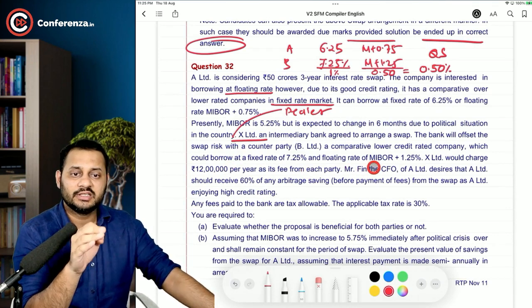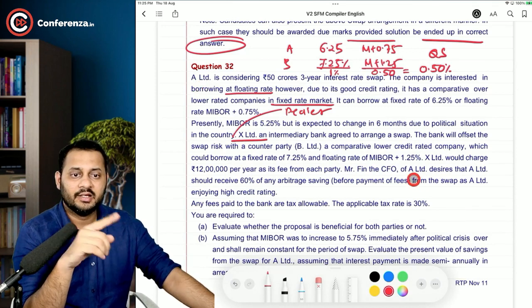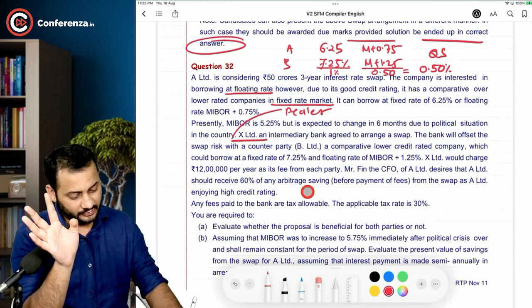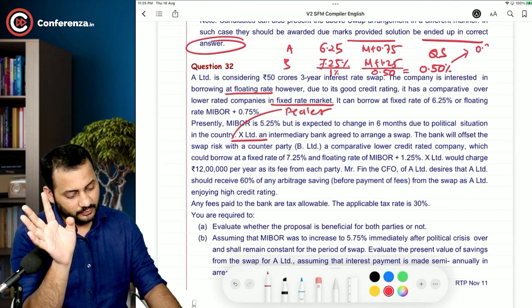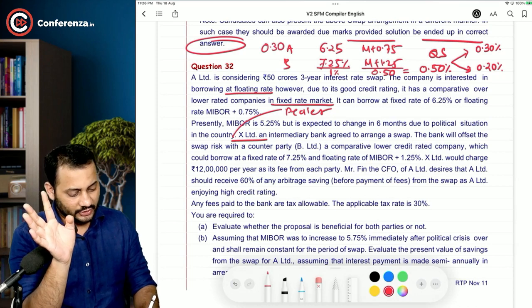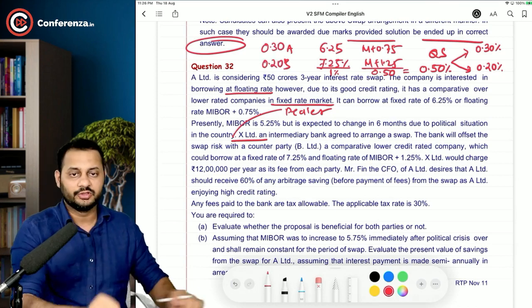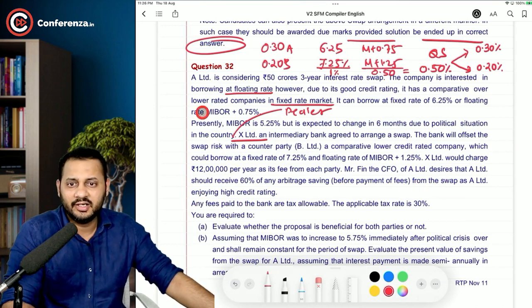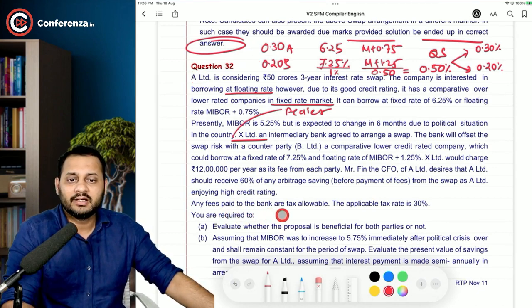Mr. Finn, the CFO of A Limited, desires that A Limited should receive 60% of any arbitrage saving. 60% of this is 0.30% and 40% is 0.20%. So A Limited will keep a gain of 0.30 and B Limited will keep a gain of 0.20, before payment of the 12 lakh rupees fees from the swap, as A Limited is enjoying a higher credit rating. Because of the higher credit rating, A Limited wants 60% of the gain. Any fees paid to the bank are tax allowable.